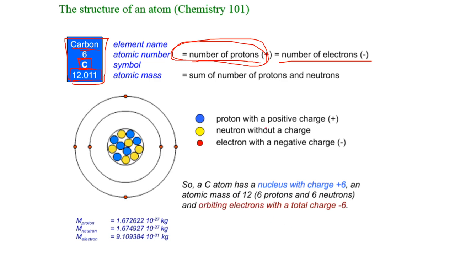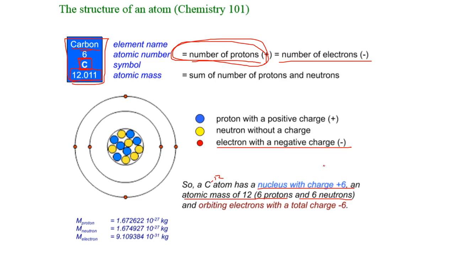A proton has a positive charge in the center. Neutrons are neutral, they have no charge, and they have basically the same mass as a proton. Electrons have, of course, a negative charge. So a carbon atom has a nucleus with a charge of +6 and an atomic mass of 12. That's 6 protons and 6 neutrons, in the case of carbon 12.